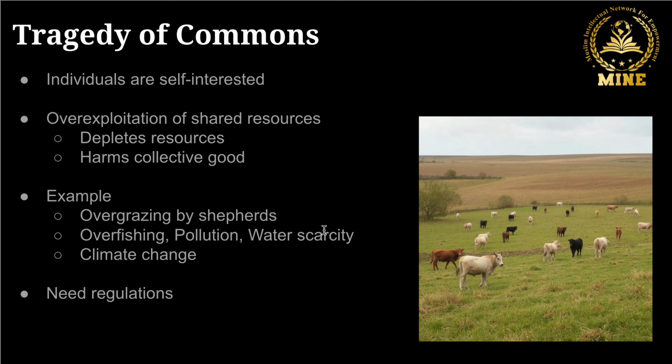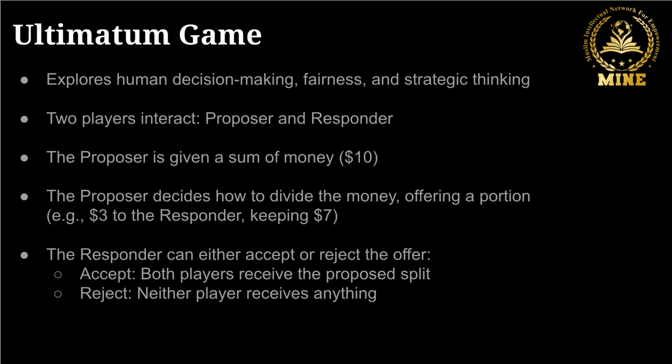The next scenario is the ultimatum game. In the ultimatum game, there are two players. One player is the proposer and the other is the responder. The proposer is given a fixed amount of money, say $10, which they have to share with the responder. For example, they can give $2 to the responder and keep $8, or they can give them $5 and keep $5 for themselves. So you get the idea here.